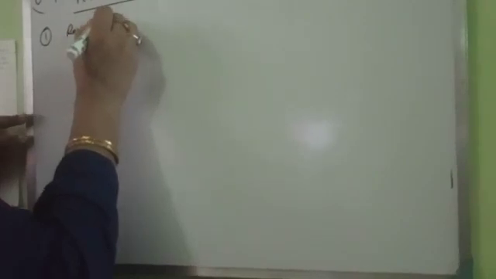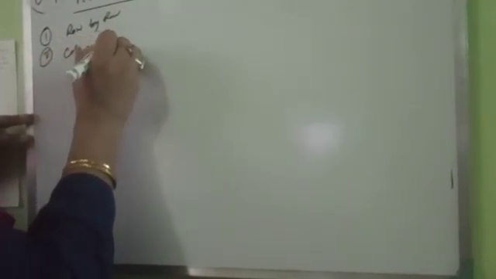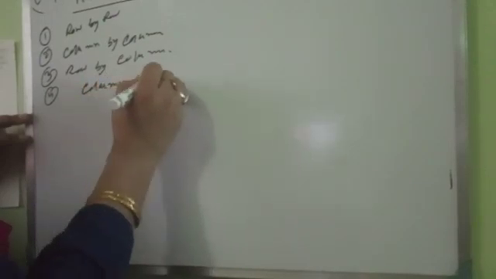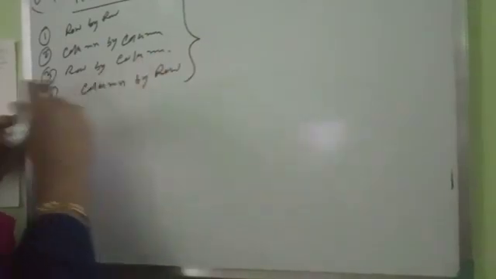And for determinants, there are four ways. What are the four ways? Here it can be multiplied by row by row, column by column, row by column, and column by row. Okay, so these are the four types. These are the four ways we can multiply two determinants.